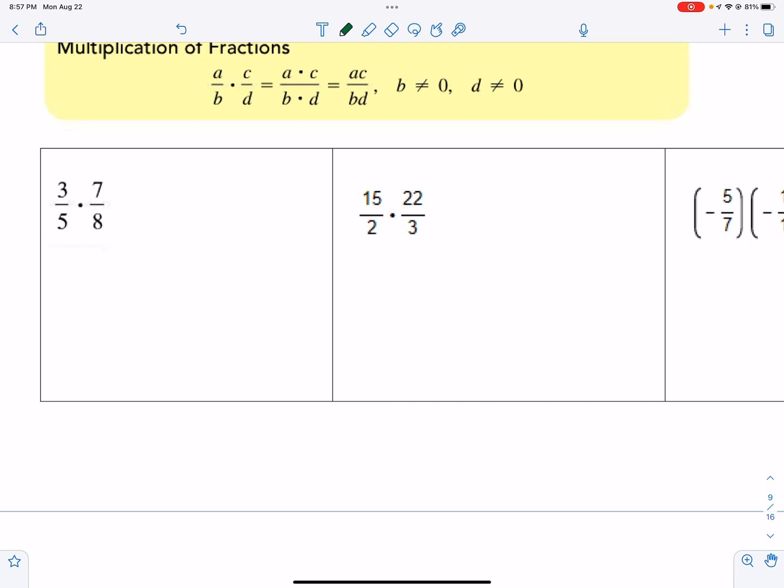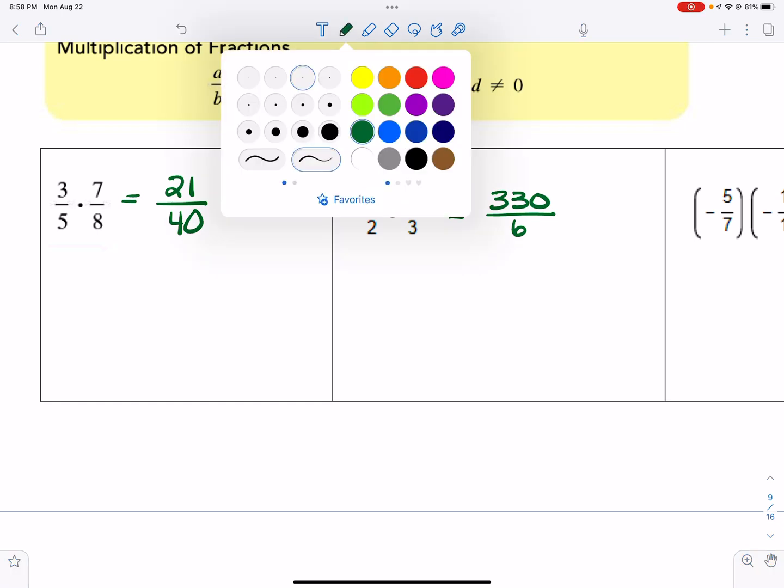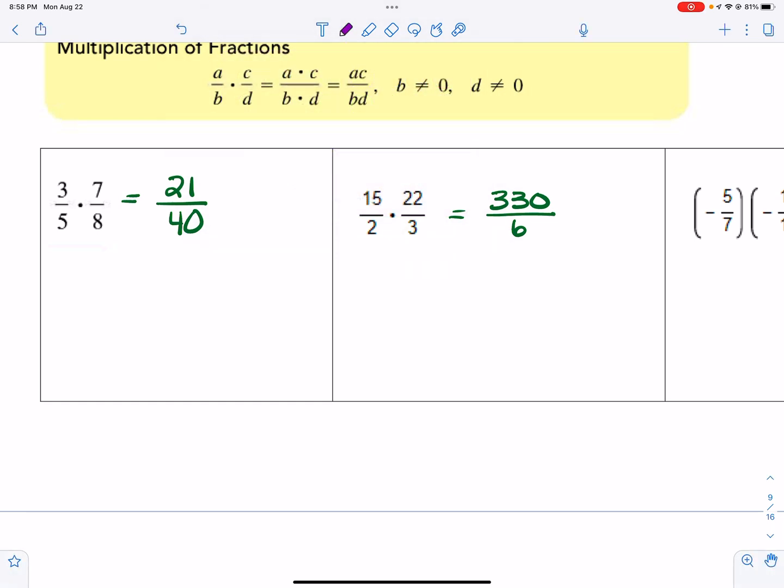So when I do this, we're going to take these first couple problems, and I'm going to take 3 times 7, and that gives me 21, and 5 times 8, which gives me 40. And I can't simplify that any further, so that would be my final answer. Now in this next one, I could take 15 times 22 and get 330, and then take 2 times 3 and get 6, and then try to reduce it. But there is an easier way to do this. You can simplify as you go.